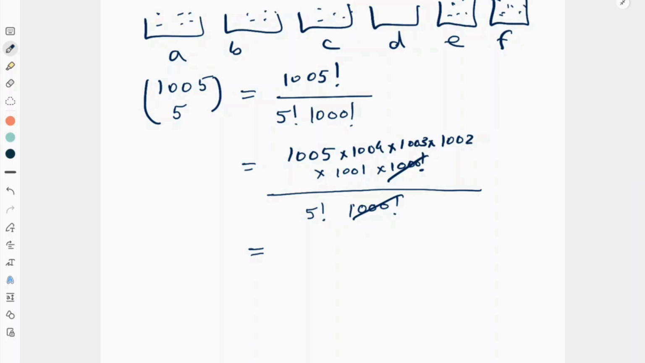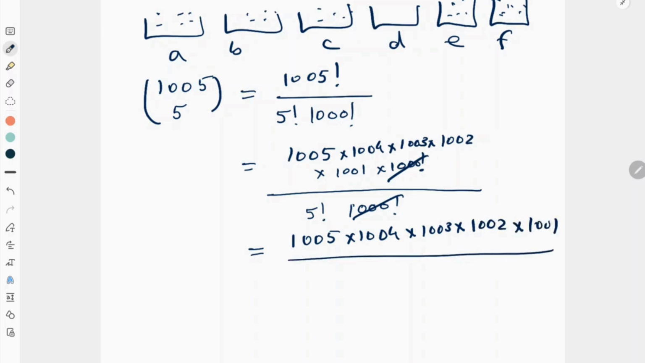basically up to the factorial of the smaller number. So this is 1005 times 1004 times 1003 times 1002 times 1001 divided by 5 factorial, which is 5 times 4 times 3 times 2 times 1. You can cancel factors, or you can do this simply. The actual number is not important, but the method is important. So that's about it. That's how we solve these kinds of combinatorics problems.